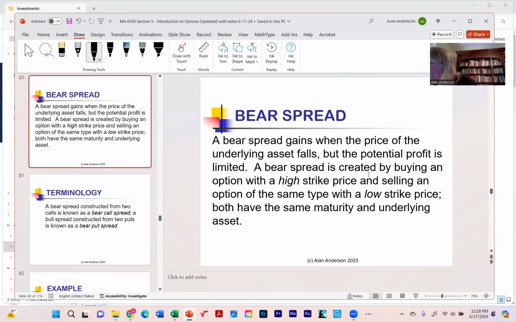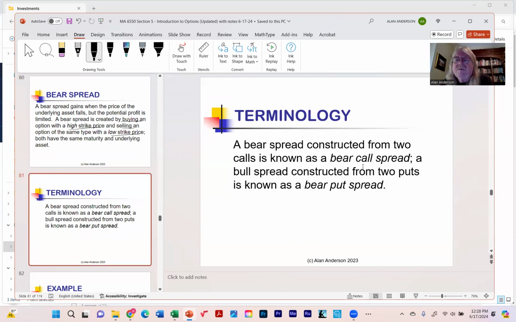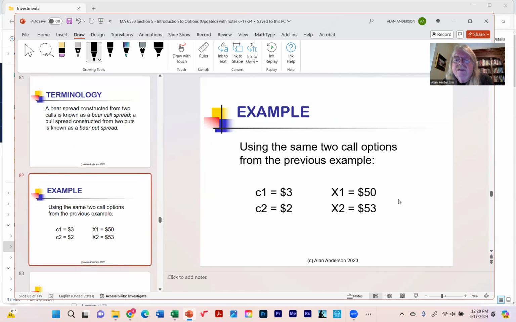So yes, we're going to buy the high strike, sell the low strike. And again, it can be done with either calls or puts. If we use the calls, it becomes a bear call spread. With puts, it becomes a bear put spread. We're going to stick with the calls, but you could easily do this with puts.